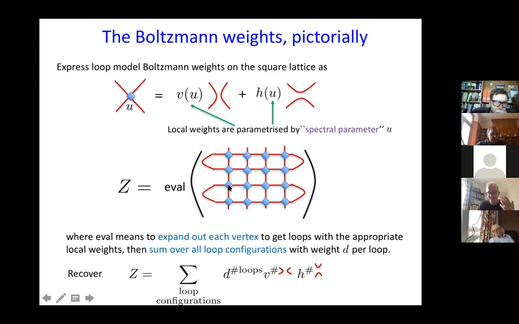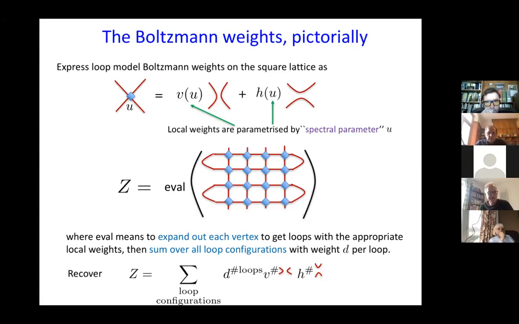And then eval means that anytime I have L loops, I give it a weight d to the L, the number of loops. And then for the number of horizontal avoidances, I give it h, and for the number of vertical, v. So this slide is literally identical to the previous slide, just written in a different way.